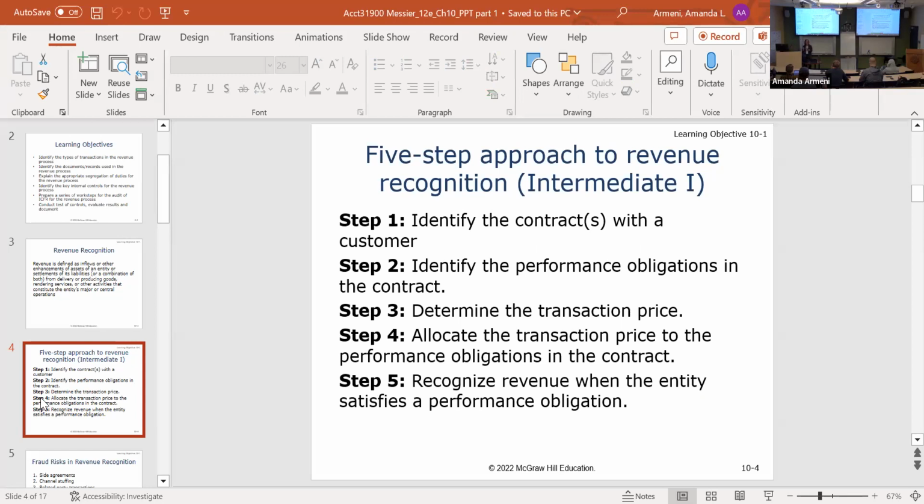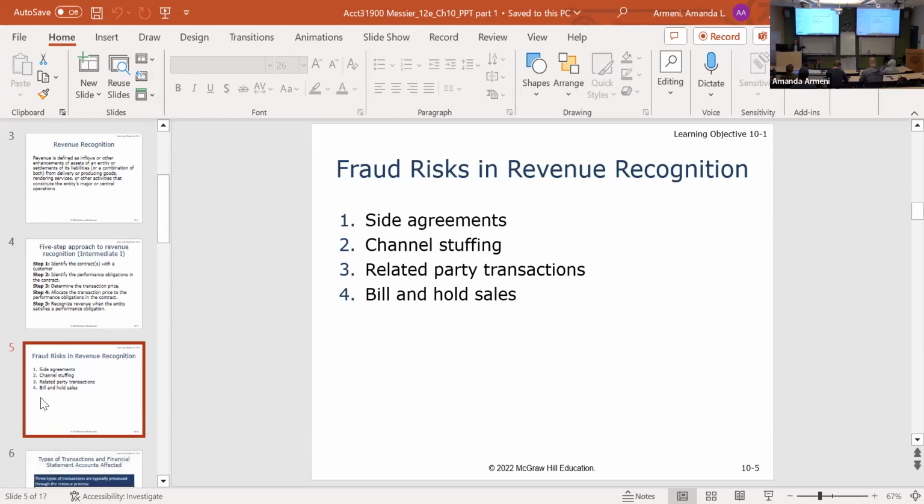Okay, so this is how the FASB has expanded on the rules related to revenue recognition. It really didn't change anything. It just provided more detail to organizations so that they understood how to go about accounting for revenue. Okay, so now let's get back into the auditor's perspective.